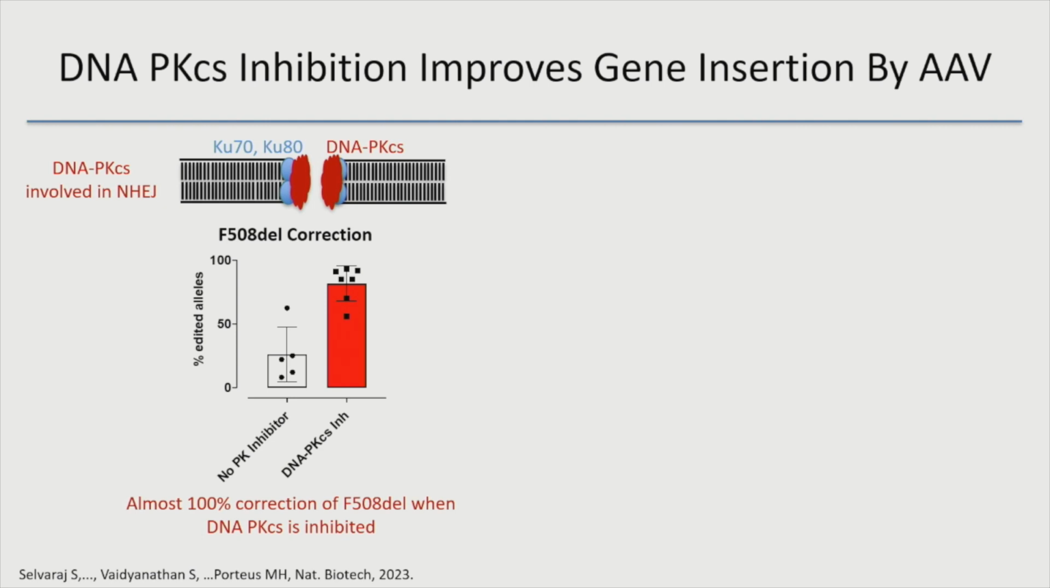So we tested this in the context of correcting delta 508. You can see that without the PK inhibitor, you can get about 20 to 30% correction. And then when you add in the DNA-PKcs inhibitor, this shoots up quite significantly to about 80 to 100%.